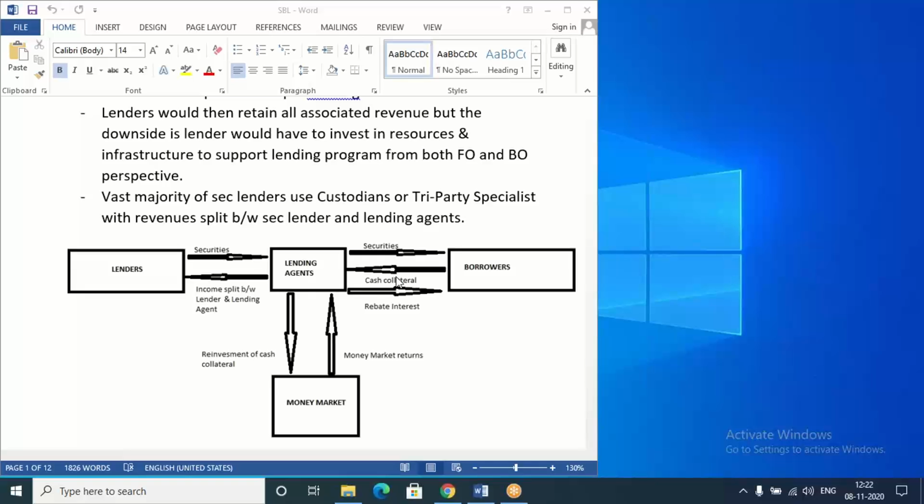If it is non-cash collateral, then what would happen? This bit would not happen, but there's a rental fee that is charged, right? That rental fee will be split between the lenders and the lending agent. The ratio of the split would depend on the agreement the lender and the lending agent come to: 50-50, 60-40, 65-35, whichever.